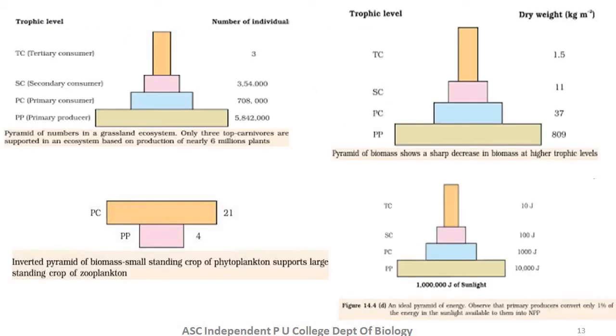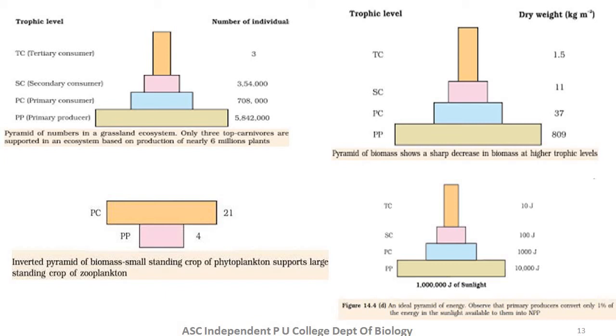These 4 pictures are depicted in your NCERT textbook. That is why I thought it is necessary for me to take up these 4 pictures and then explain you the ecological pyramids. All the 4 I'll be explaining in this one particular slide alone. The reason is I've already dealt with what is pyramid of number, what is pyramid of biomass, what is inverted, what is upright, and what is pyramid of energy.